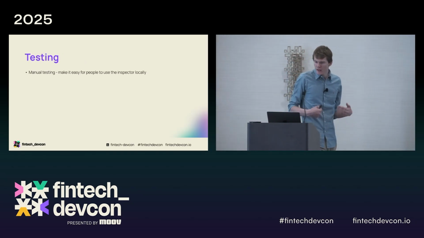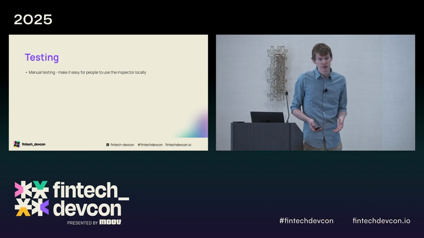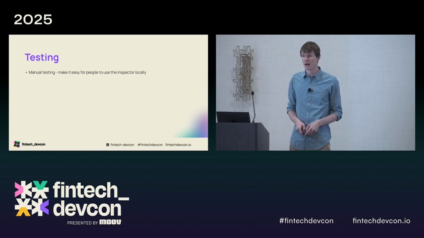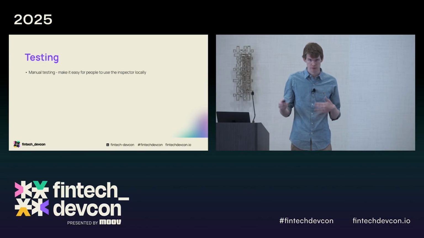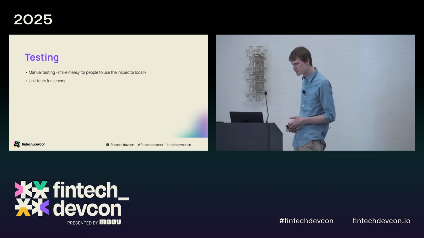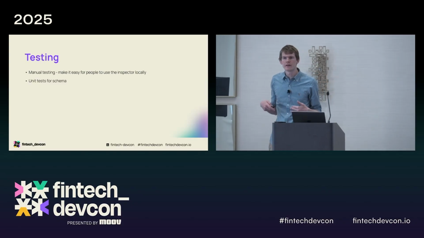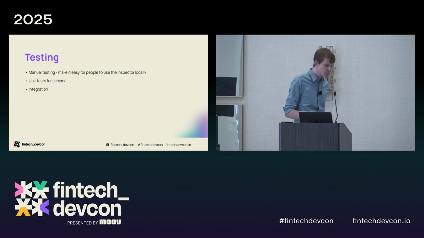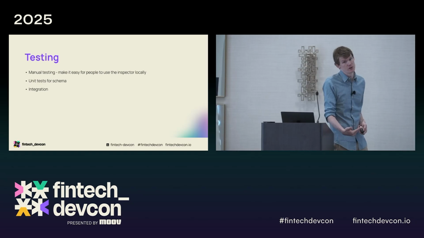When it comes to testing, manual testing, something you'll end up using a lot of is the inspector tool, but it is also worth integrating it in something like Claude to be able to interact with it, but it depends what the purpose of your MCP is. You should do unit tests on your schema. So when you're thinking about what are your inputs and your outputs and validating all of that, that's where unit tests are valuable. You then want to think about integration.